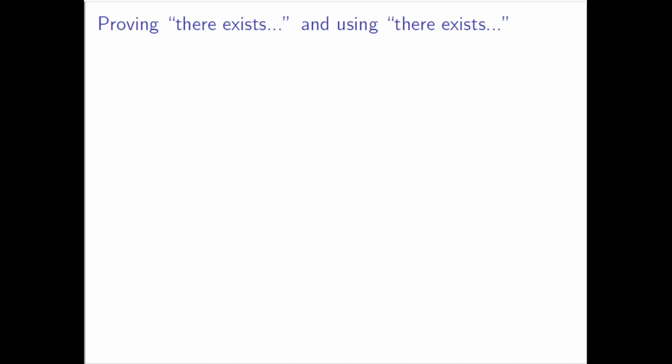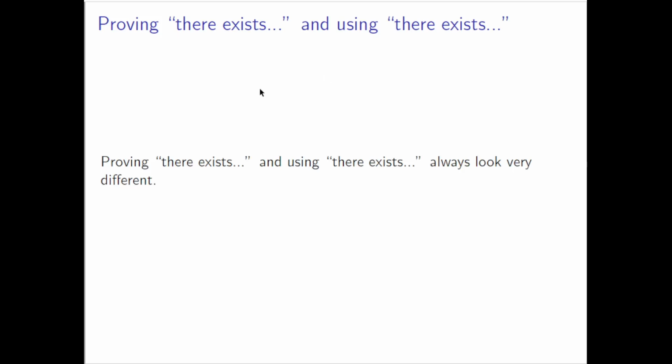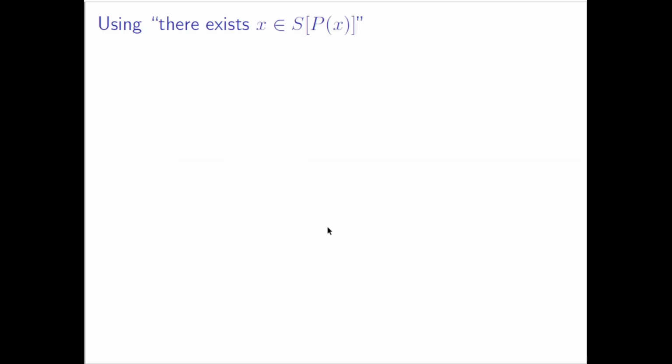Now let's talk about proving a there exists statement and using a there exists statement. Again, these processes are going to look different, just like proving a for all and using a for all looked different, just like proving if then and using an if then looked different.